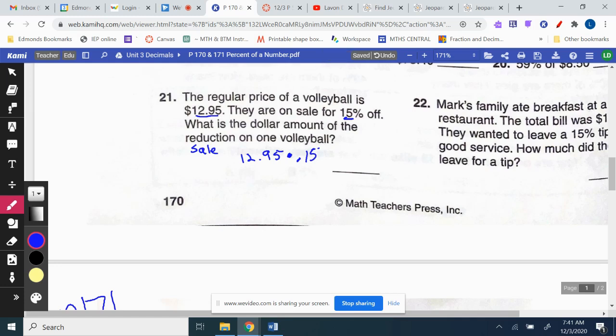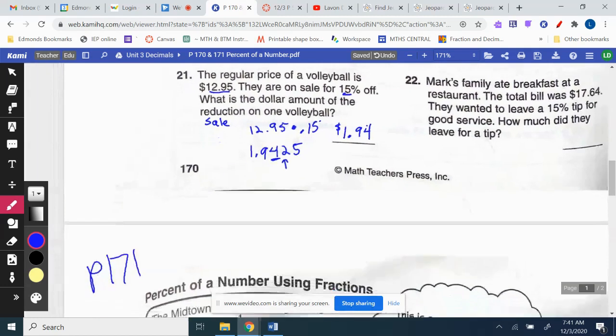So I'm going to go 12.95 times 0.15 equals, and I get a mess. I get 1.9425. So again, I have to round to the nearest cent. That's going to be this, my nearest cent. So I'm looking at that. So the sale price is $1.94. Try that out for those.